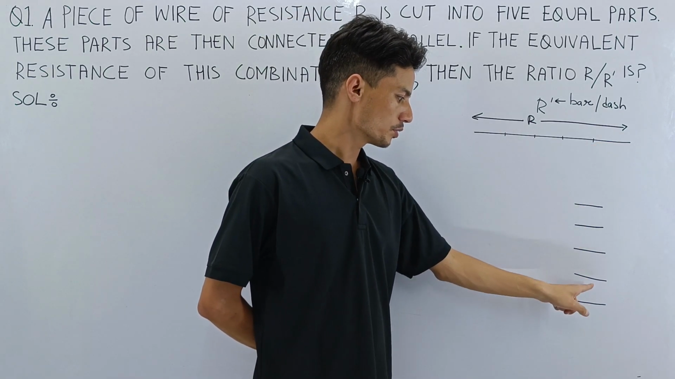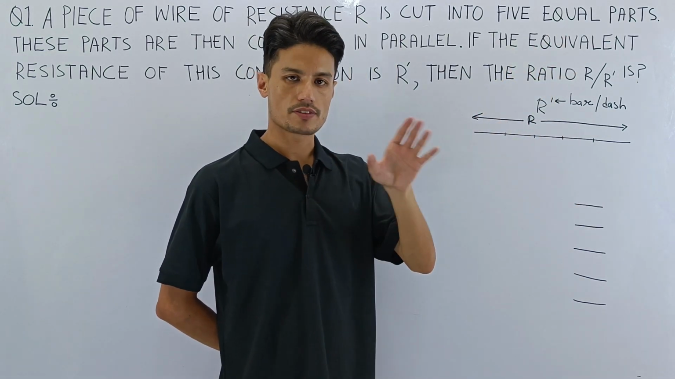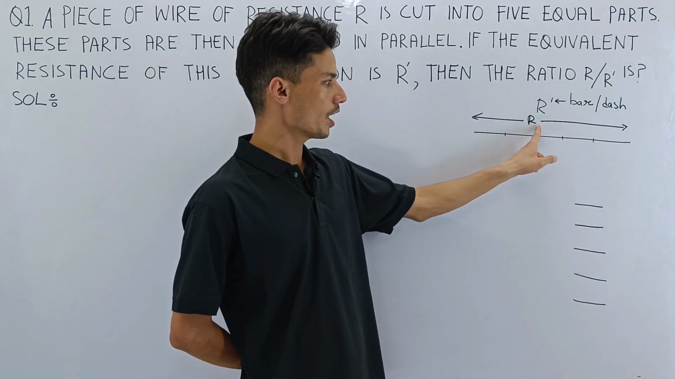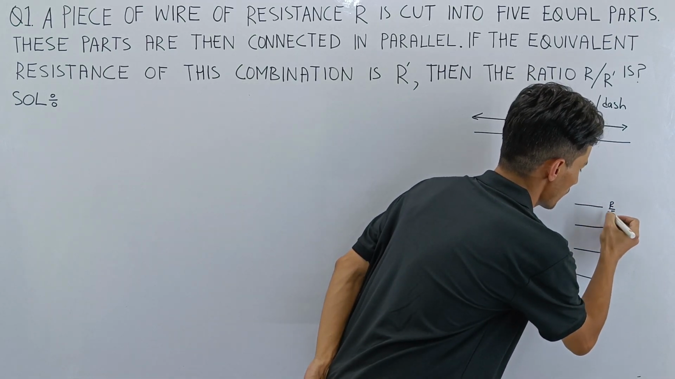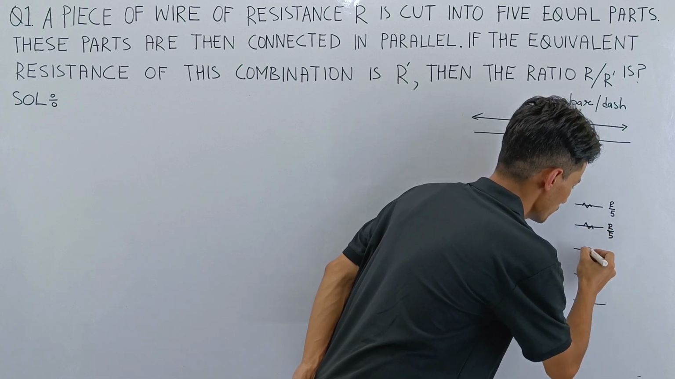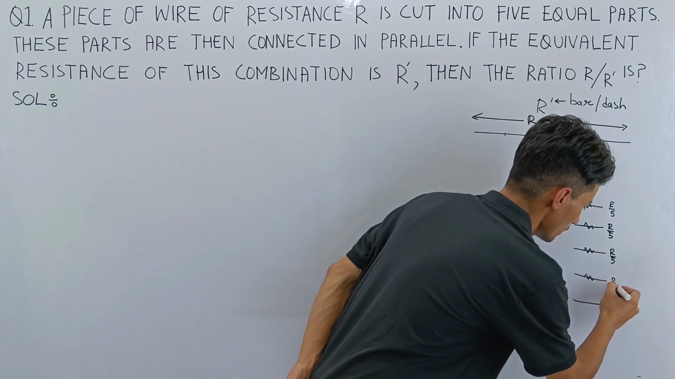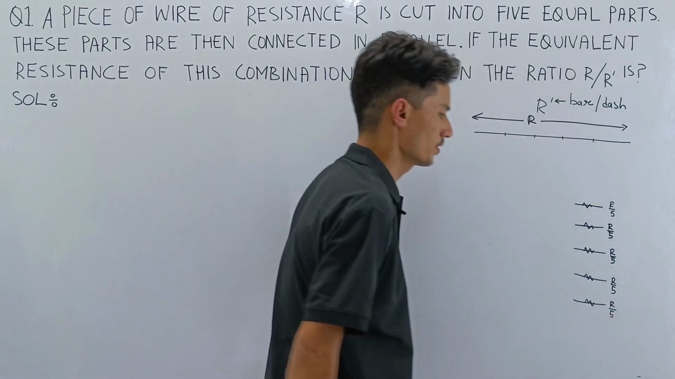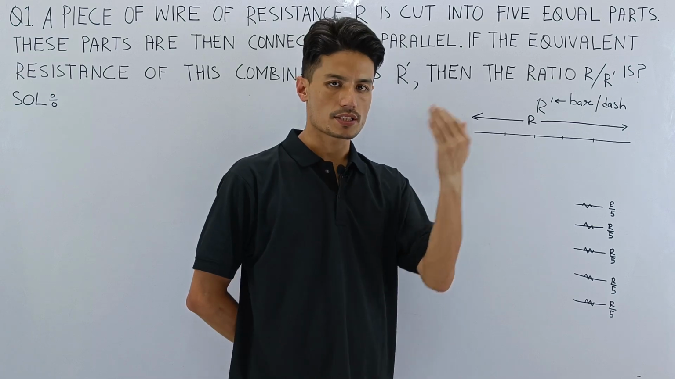But the wire is broken down into 5 equal parts. So even the resistance will be divided into 5 equal parts. So the new resistance of each wire will be R divided by 5. R divided by 5, R divided by 5, R divided by 5, R divided by 5. Alright, if you do not understand this, let me give you a side example.